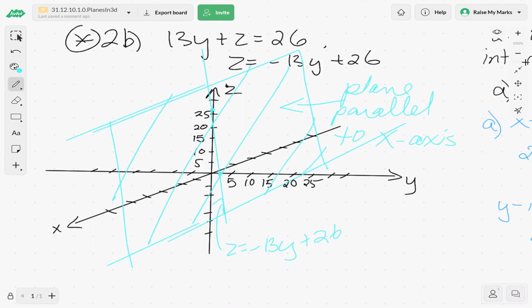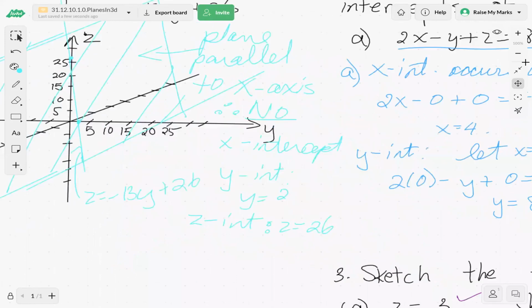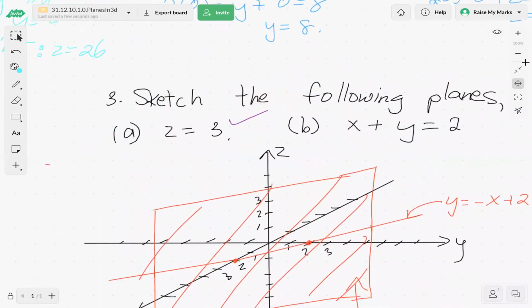So in this case, there is no x-intercept. But the y-intercept is y equals 2, and the z-intercept is z equals 26. Good. So we sorted that out, and we got one extra exercise in.